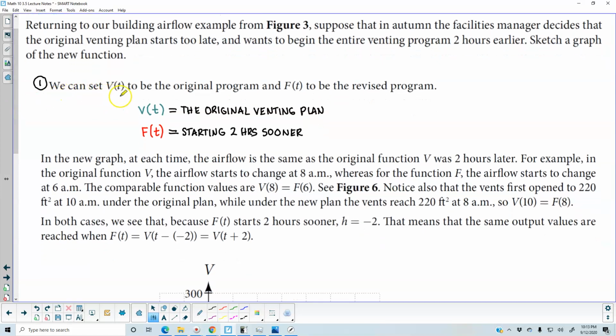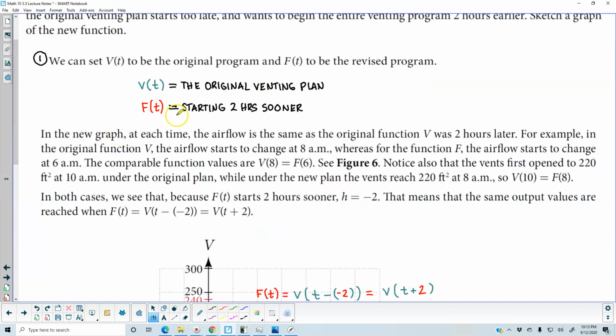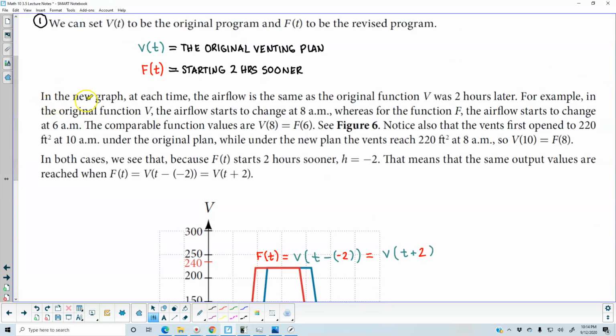We can set v of t to be the original program, and we can call f of t the revised program. So v of t is equal to the original venting plan, where f of t represents starting 2 hours sooner. So in the new graph, at each time, the airflow is the same as the original function v was 2 hours later.